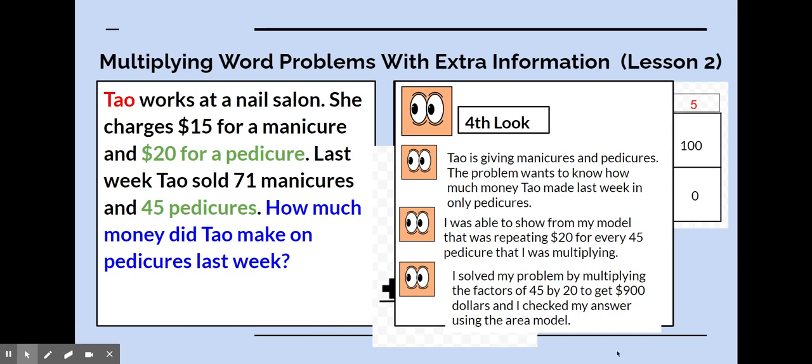We just completed solving a multiplication word problem that had extra information in it using the four-look strategy. In our next video, we're going to use the four-look strategy to solve a multiple step multiplication word problem.